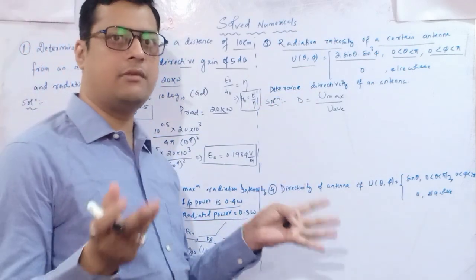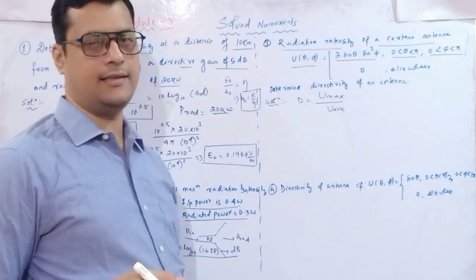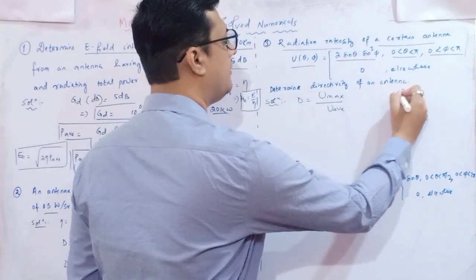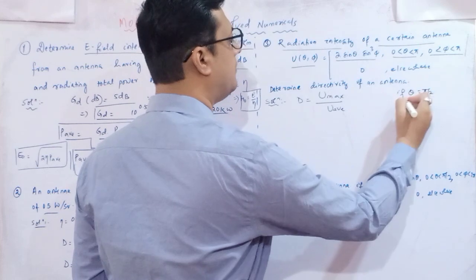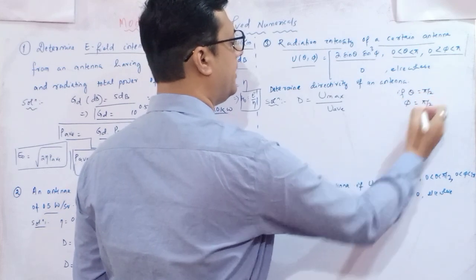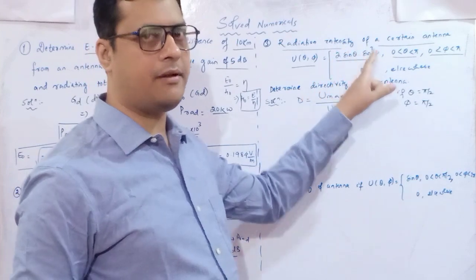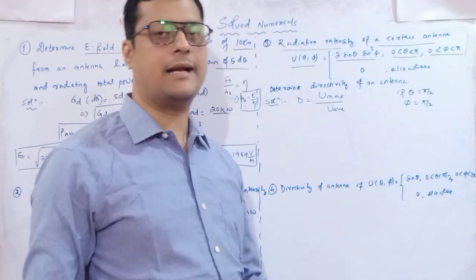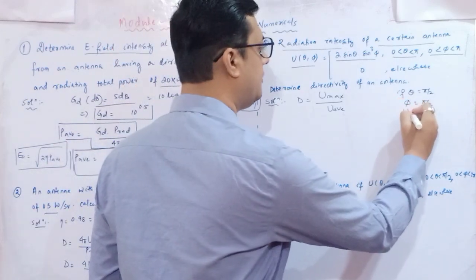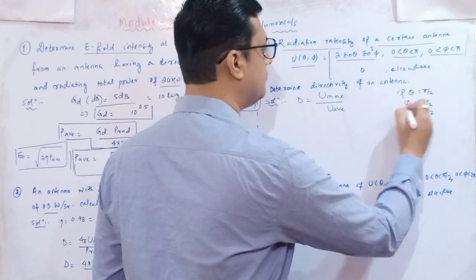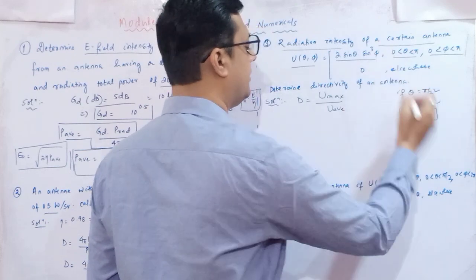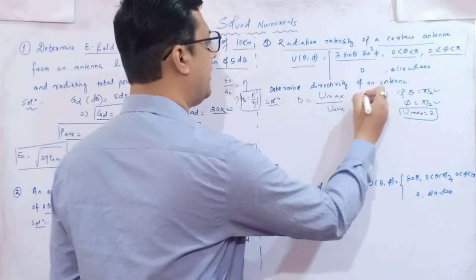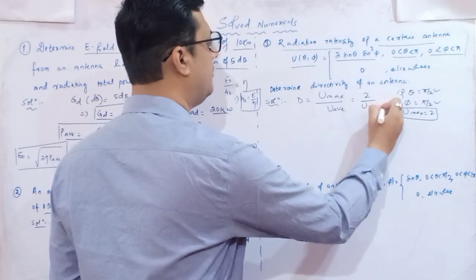U max is the maximum value available in the intensity. Now when will this value be maximum? If your theta is pi by 2 and phi is also pi by 2, then what will happen? This sin pi by 2 will become 1, sin cube of pi by 2 will become 1. Then only we get the maximum value, and that maximum value U max is equal to 2. Because if I put these two conditions here, the maximum value I am getting is 2. So here I can write it is 2 divided by U average.